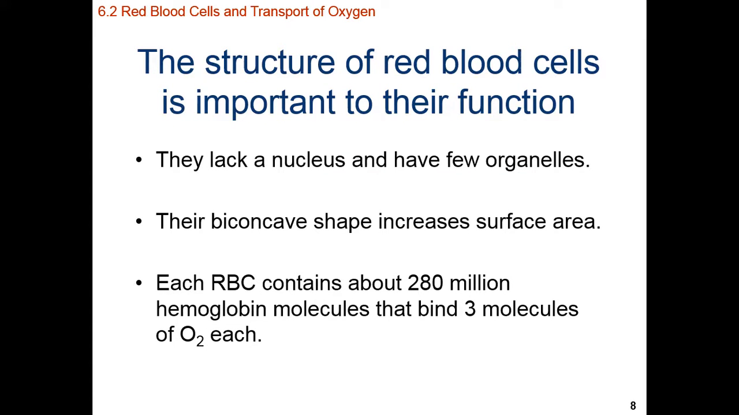Let's look at our red blood cells and highlight our red blood cells. Our red blood cells are unique in that they do not have a nucleus and have very few organelles. And if we think back to the nucleus, the nucleus is the organelle that stores most of the genetic information in the cell. So our red blood cells are rather unique in that they don't have the nuclear genome. They are missing our genome.